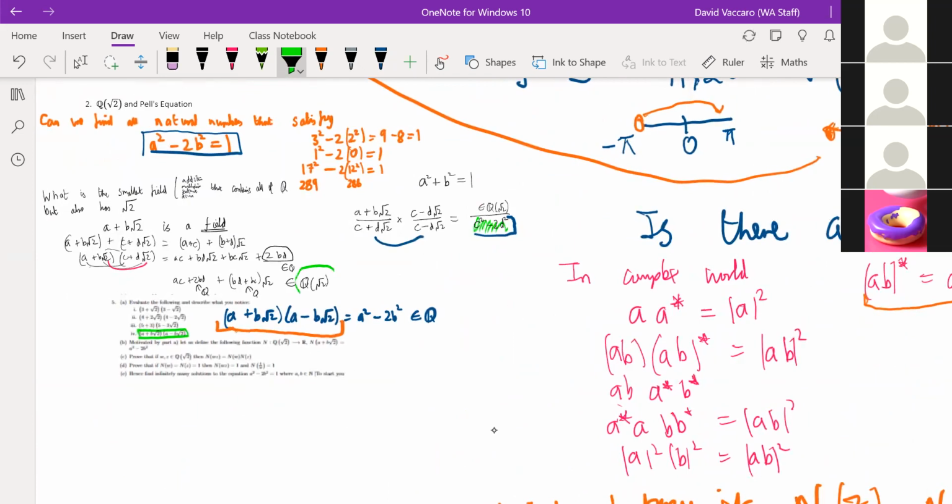So if we've got this field, q root 2, what's going to be the modulus? What might be an important quantity in this field? And it turns out that a squared minus 2b squared is an important quantity in this field.